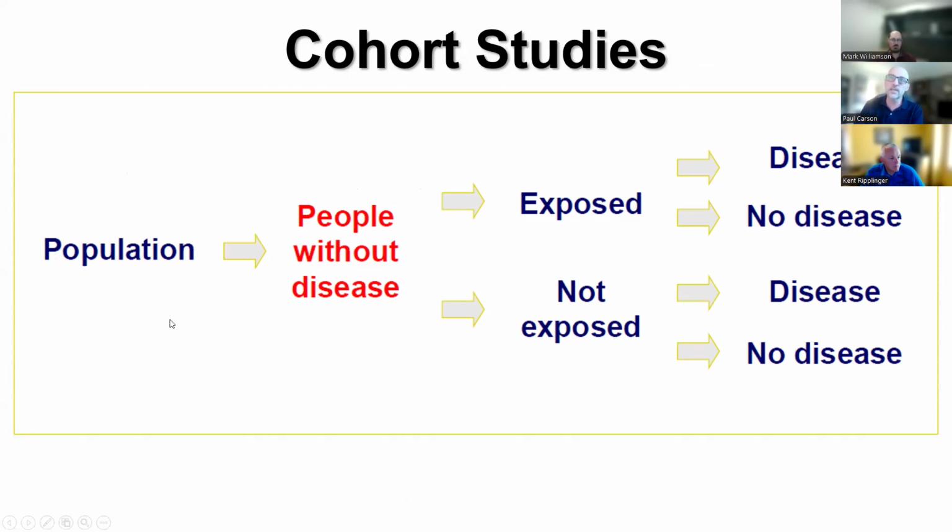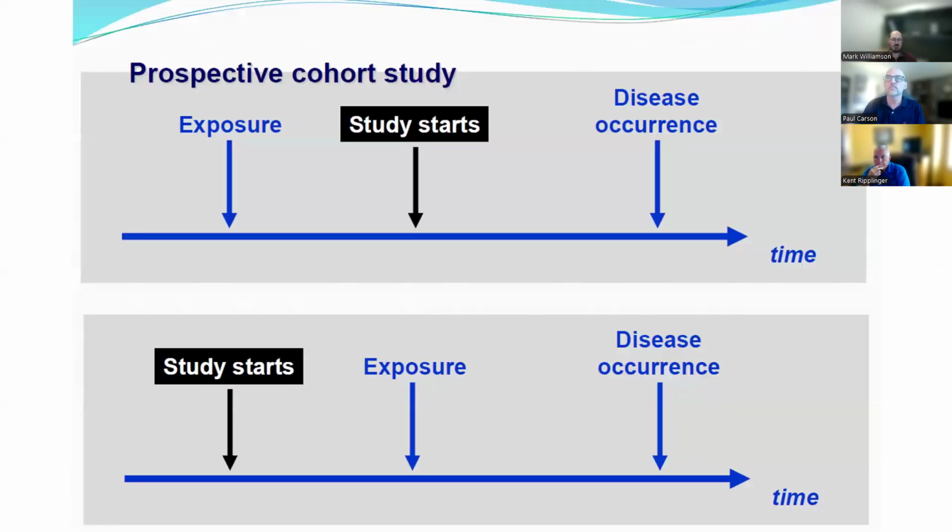So cohort studies, again, we're starting with the population, people without disease, then we look at the exposed versus the non-exposed, and then we get the numbers of disease versus no disease in the exposed, number of disease versus no disease in the non-exposed. And then we can get relative risks from that, or rates of the disease in these two different populations. That can start prospectively.